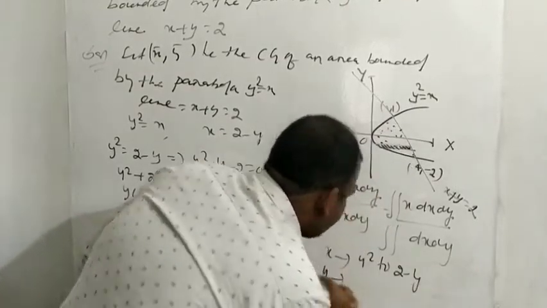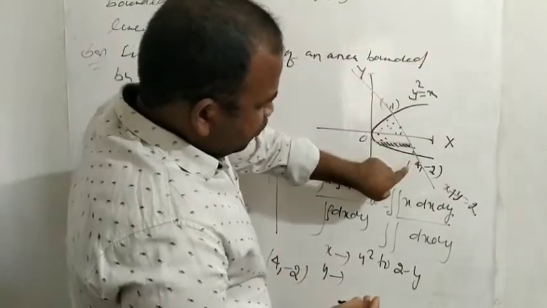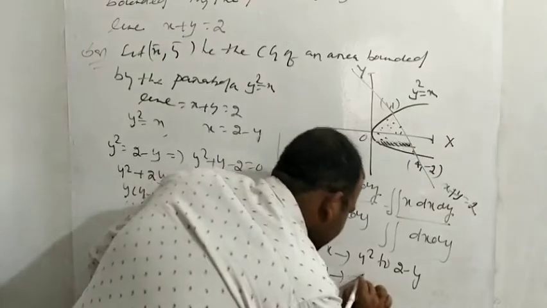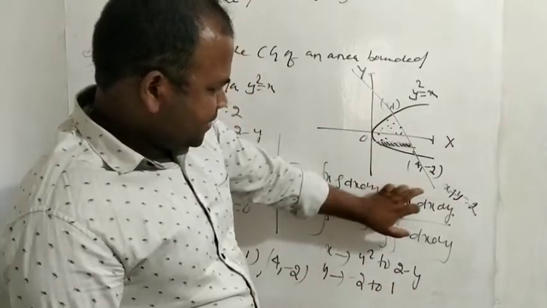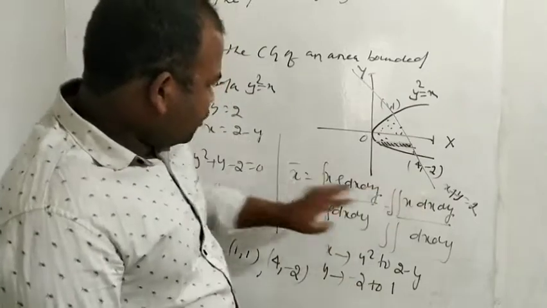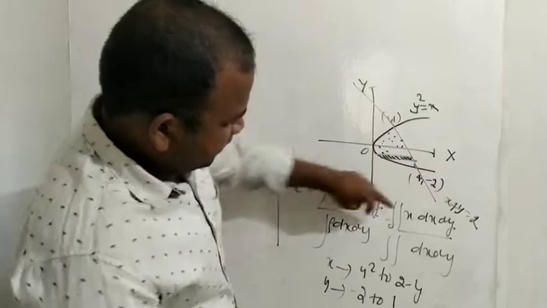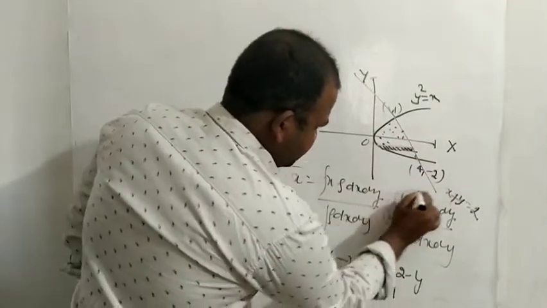And what is the limit of y? The limit of y you will take from lower to upper. So what is the limit of y? This is minus 2 to 2. So now you will put the limit here. Now thereafter you will find the value of x bar. x bar equals x dx dy upon dx dy. You will find the upper part first.